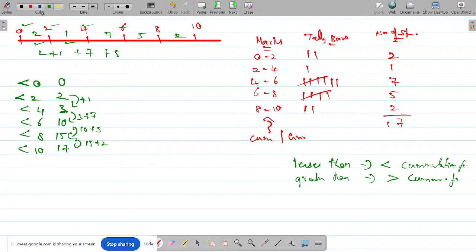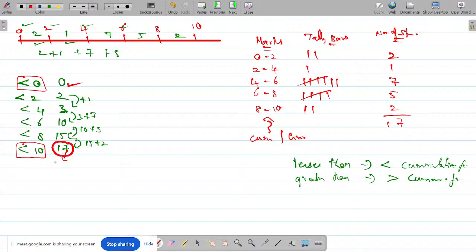You have to make a note here. First value less than 0 will always be 0 because my class values start from 0 only. So you cannot find any value less than 0. So it's always 0. And less than 10, all of my students have got less than or equal. See, less than means less than or equal to also. So less than or equal to 10. So you will get the final value here. What's the final value? It's the total value.